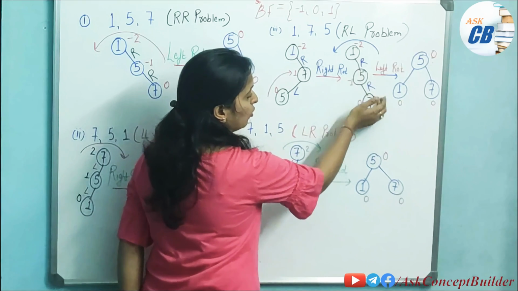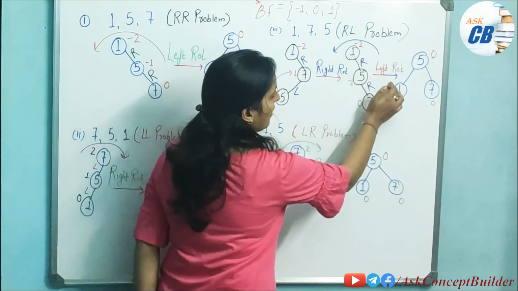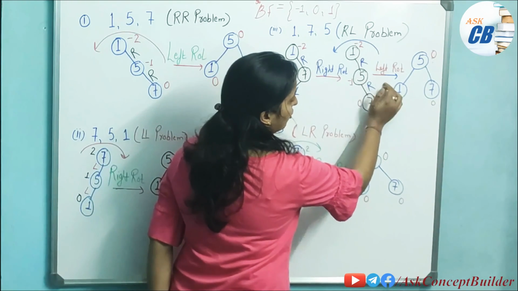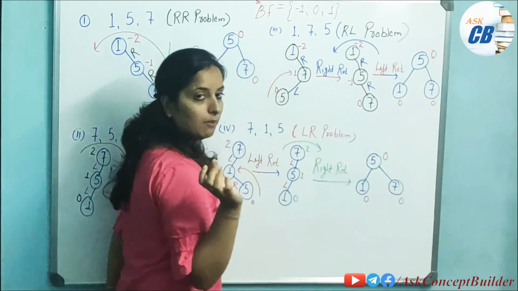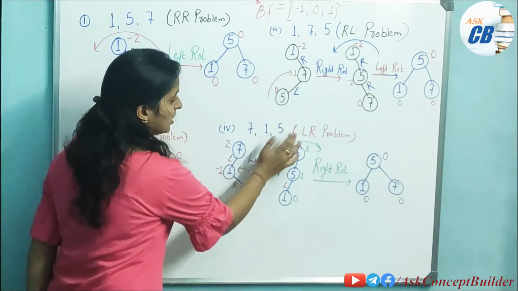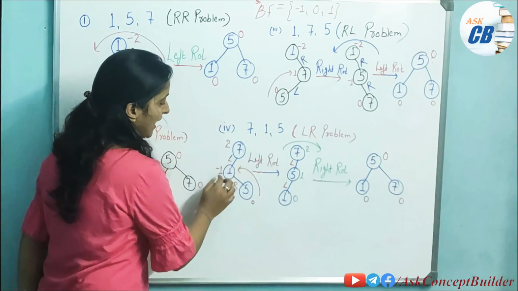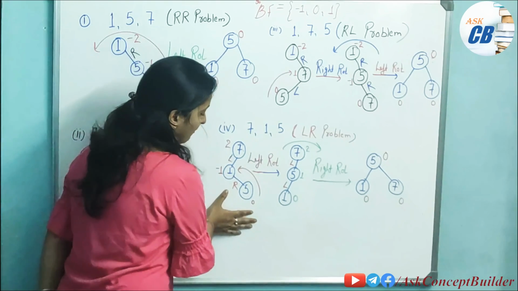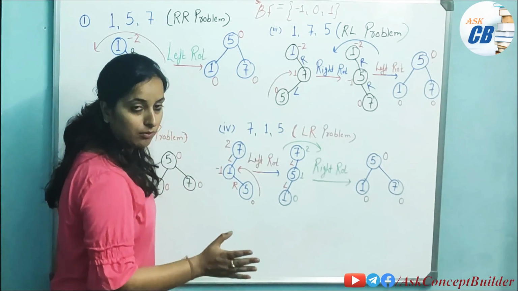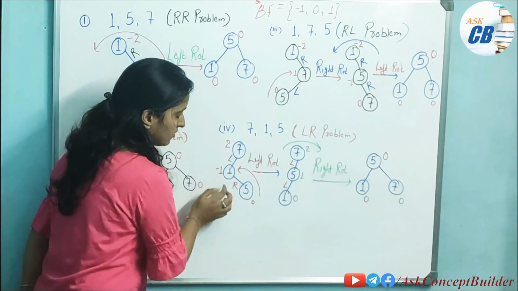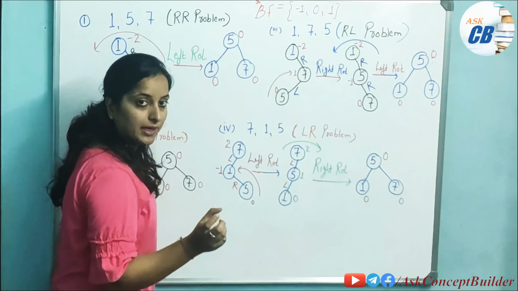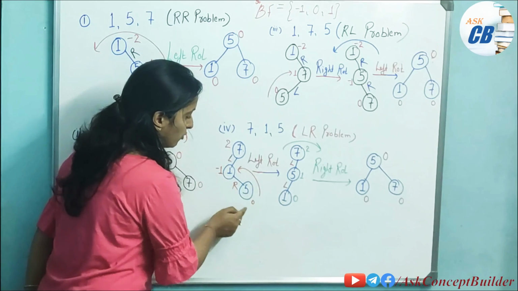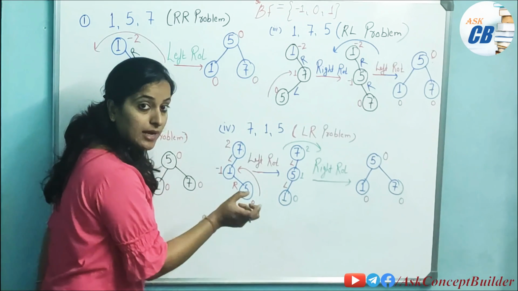Now for the RR problem, you have to perform the left rotation on it, and now you will get your balanced tree. Same for this LR problem. See, this is your LR problem, but you have to make it either an LL or RR problem. L is already there, so this R also you have to make L. So for this, when it is an R problem, you have to perform left rotation.